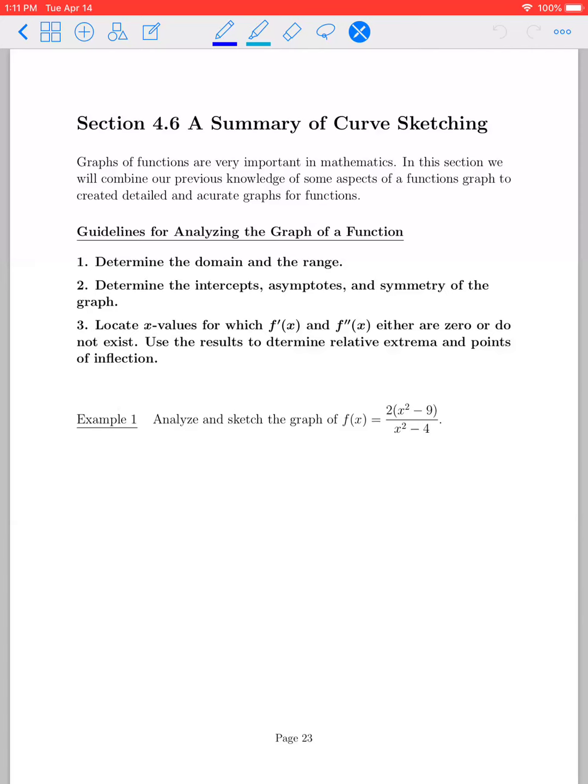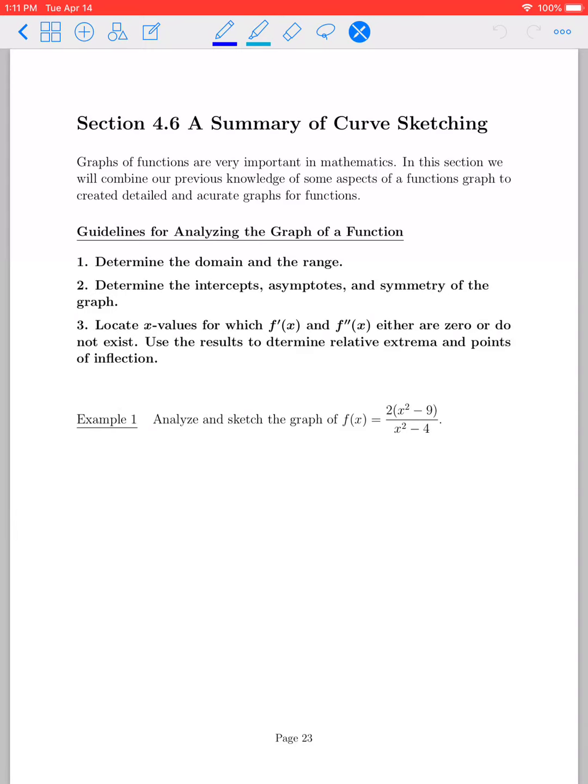In section 4.6, we're going to combine all of the different methods we talked about so far in this chapter, things like increasing, decreasing functions, concavity, inflection points, in order to create some really detailed graphs of functions by hand.